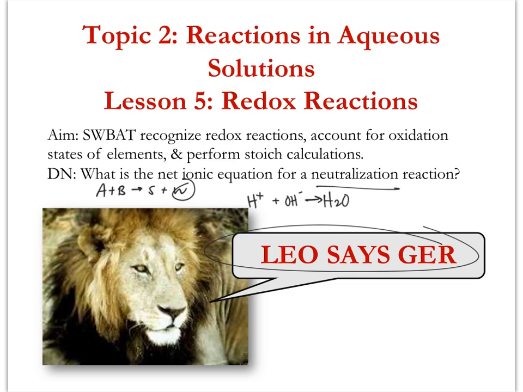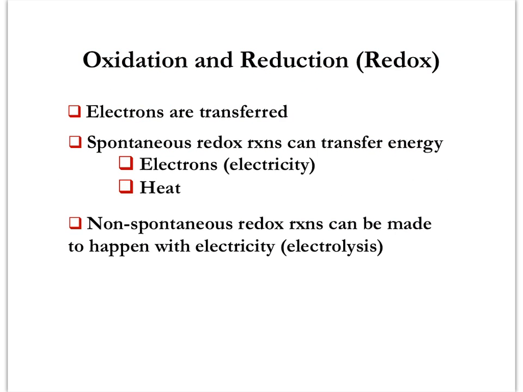Hopefully you remember this sort of acronym or mnemonic device: LEO says GER when we talk about redox reactions. These processes are coupled. You cannot have one without the other. A redox reaction occurs when electrons are transferred from one substance to another. If the reaction is spontaneous, energy can be transferred. This is something that you would find in a voltaic cell. We will do a unit on electrochemistry later in the course. You can also have changes in heat as well.